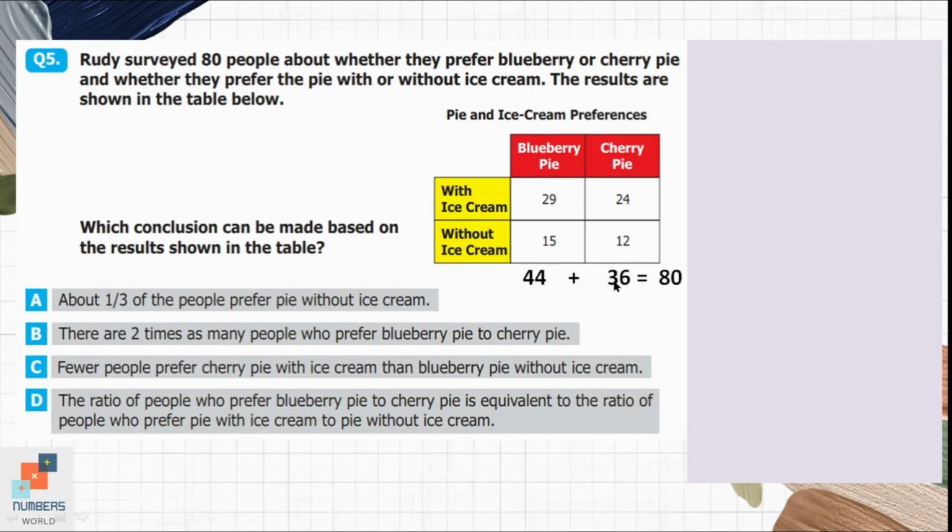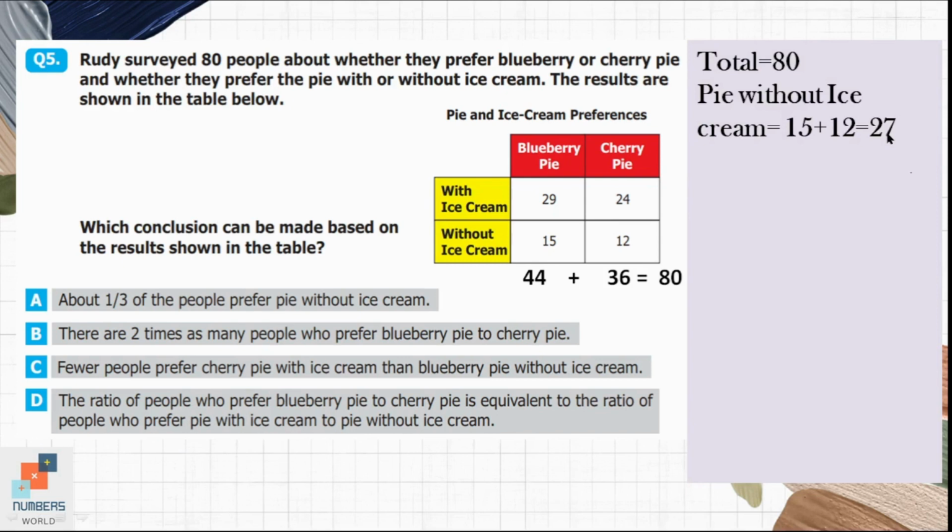Now let's check all our options one by one. Option A is: about 1 by 3 of the people prefer pie without ice cream. We know the total is equal to 80. So now let's calculate the sum of the pie without ice cream. For that, we will add these two numbers here, 15 and 12. The sum is equal to 27.